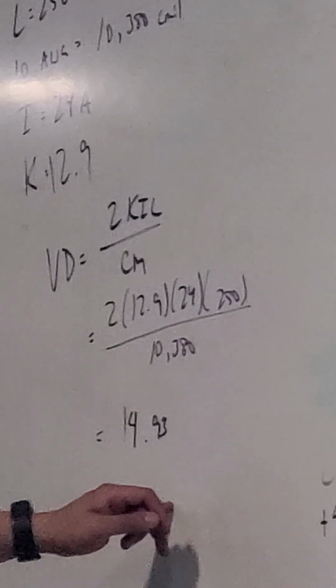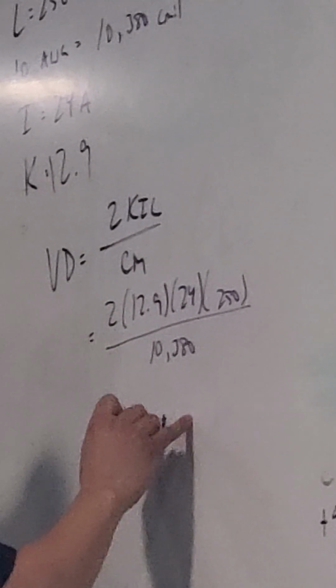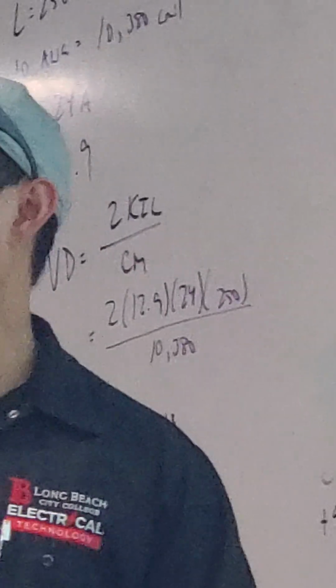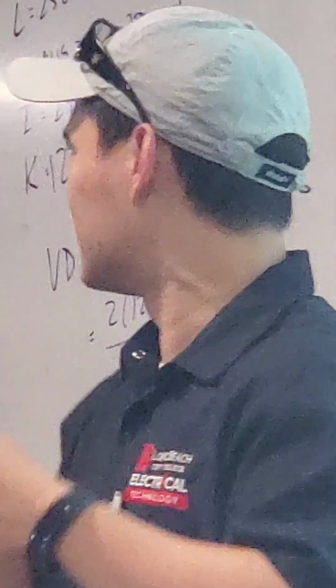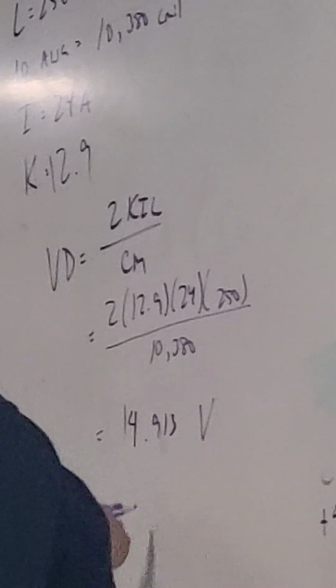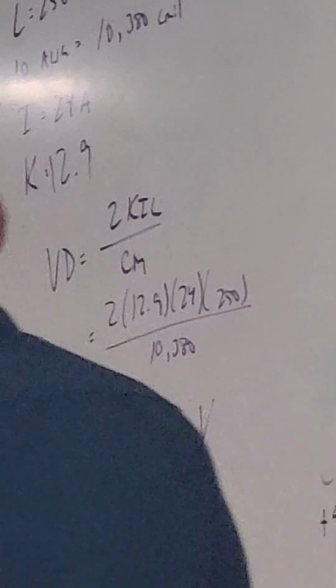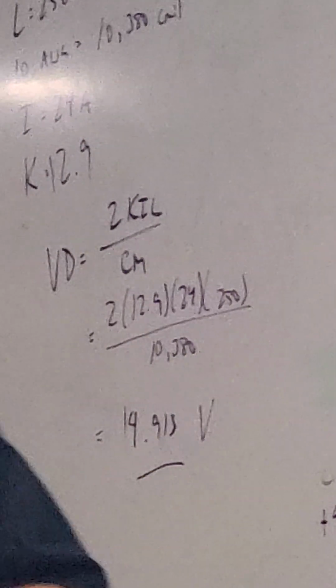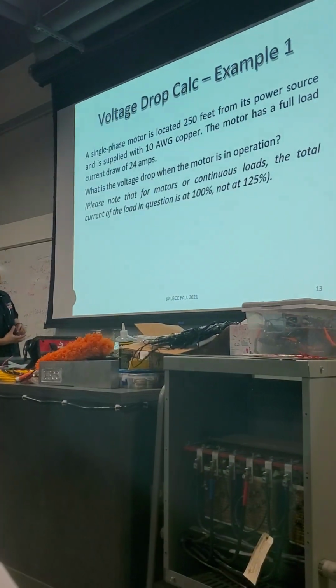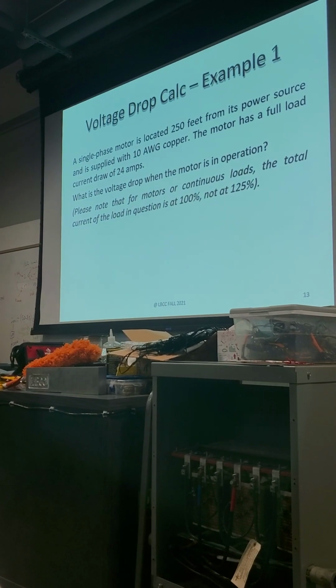14.913. What do we look at? We've done some more calculations. Yeah. So we forgot to draw. Exactly. 14.913. So that means that at the other end, please note that for motors, the total current of the one in question is at 100% load.